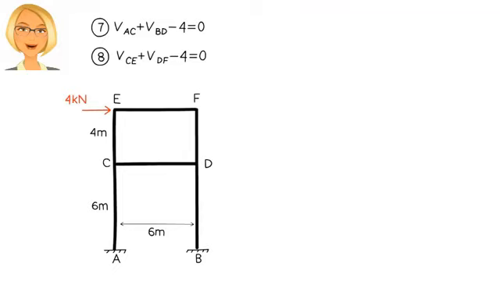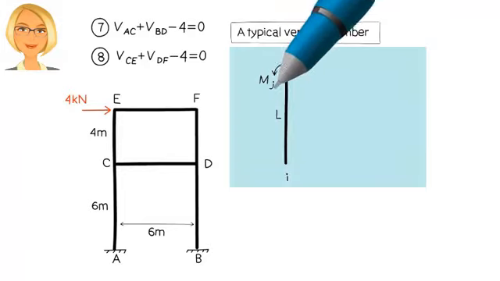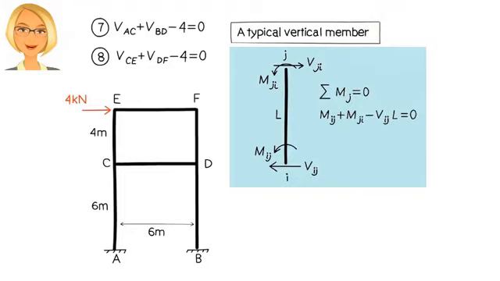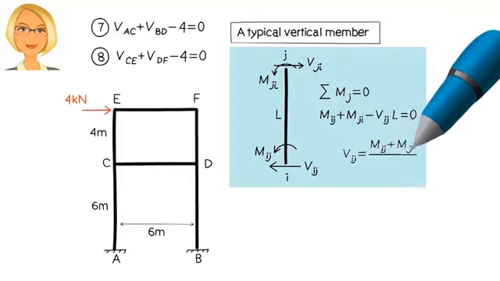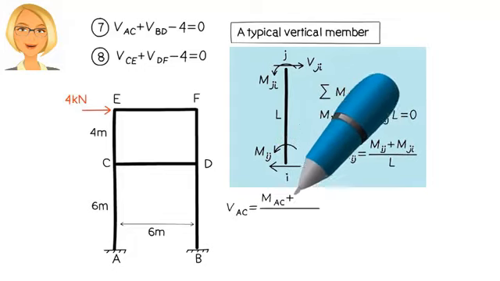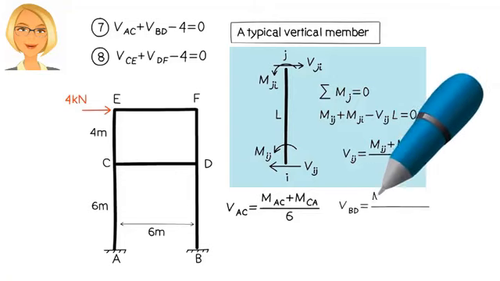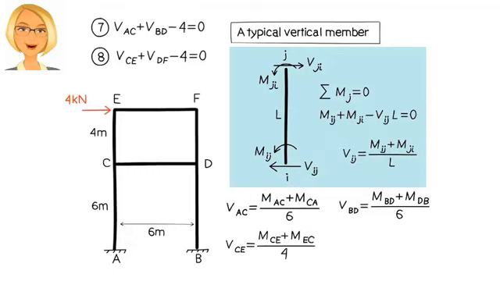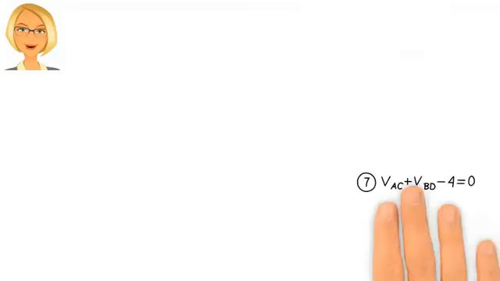As for the remaining two equations, let's replace each shear force with its corresponding member end moments. But how? How do we express shear in terms of moments? For a typical vertical frame member, we can draw its free body diagram like this. Taking the sum of the moments about point J, we get, or, then VAC becomes, VBD is, VCE can be written as, and here is VDF. So the last two equilibrium equations can be written this way.